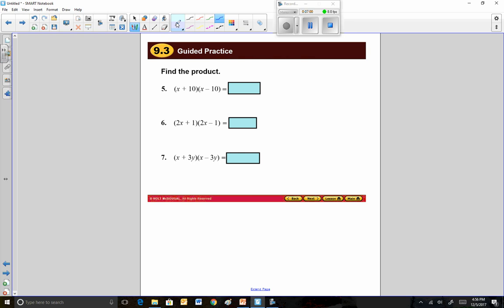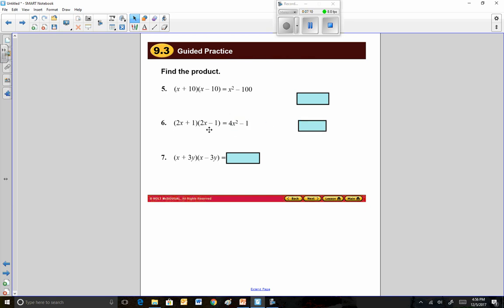Welcome back. Let's go ahead and see what our answer should be. Square of the first term is x squared, square of 10 is 100, and a minus sign in between. Same pattern here, and we get 2x, that's 4x squared, and a minus 1 because 1 squared is simply a 1. Then we have x squared, 3y, 9y squared, and the minus sign in between. And that happens every time you see a pattern like that.